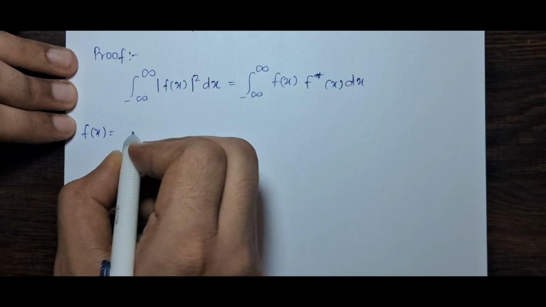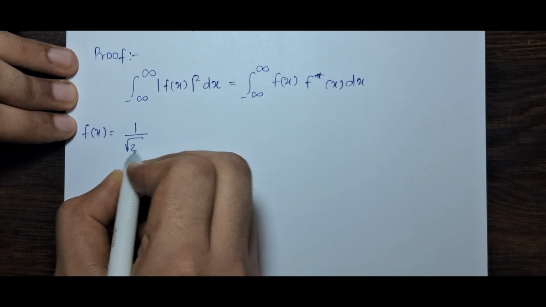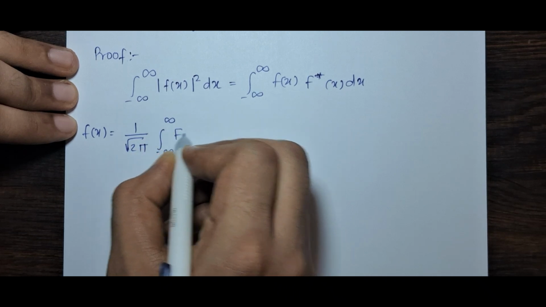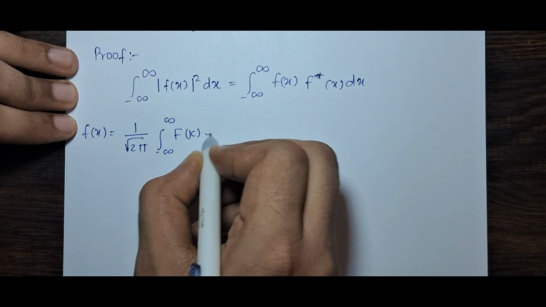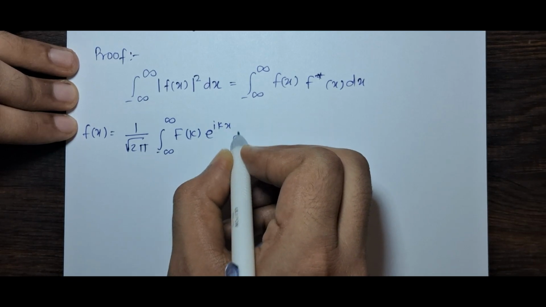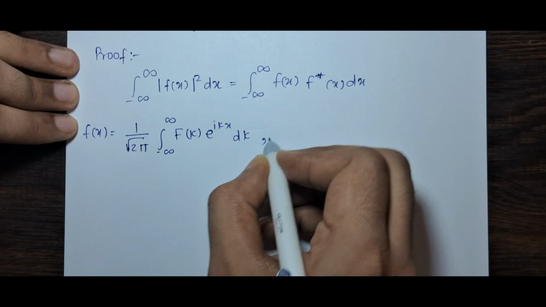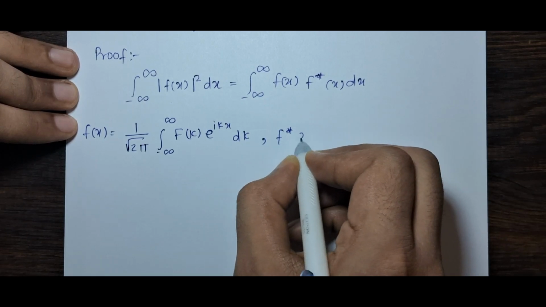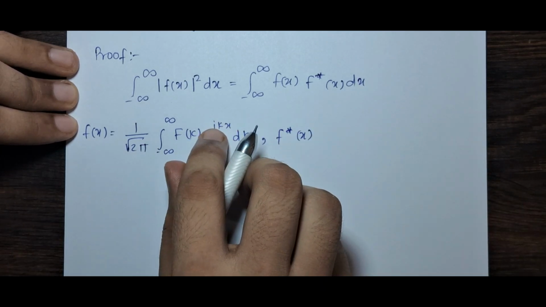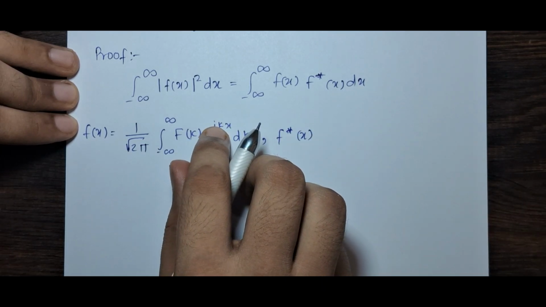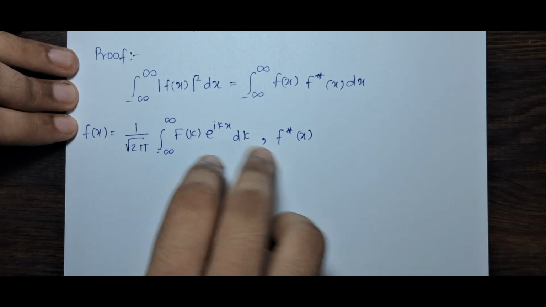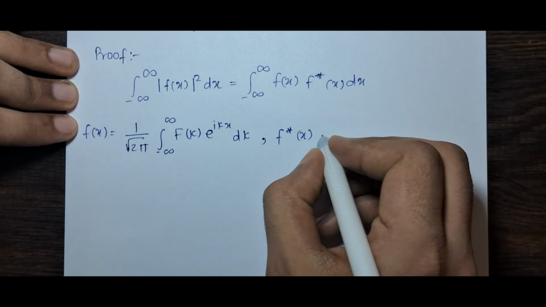So our f of x is going to be 1 upon root 2 pi, integral from minus infinity to infinity of f of k e raised to I k x dk, and f star x, that is its conjugate, will not differ at all apart from the negative notation, and we also put dash to indicate that this dk is different to this dk. So I'll show you how it is.